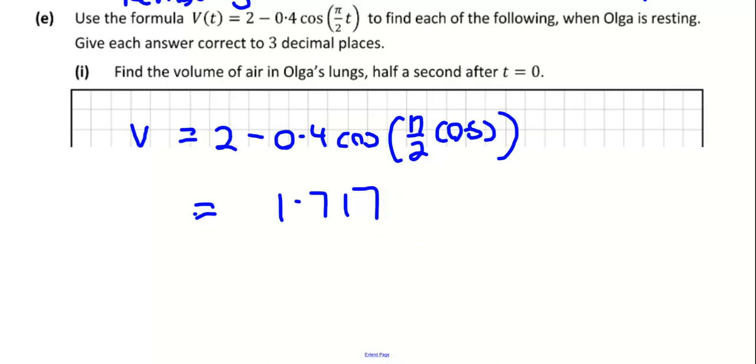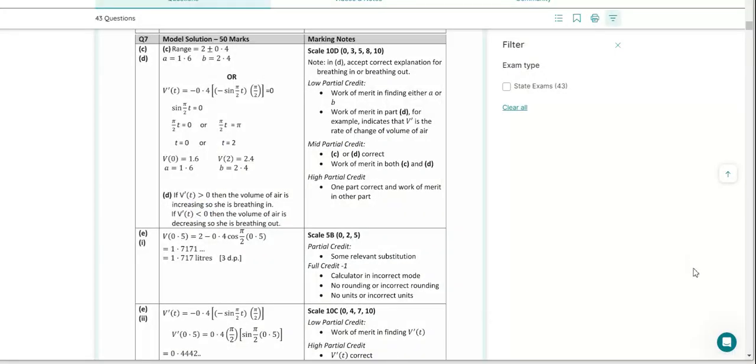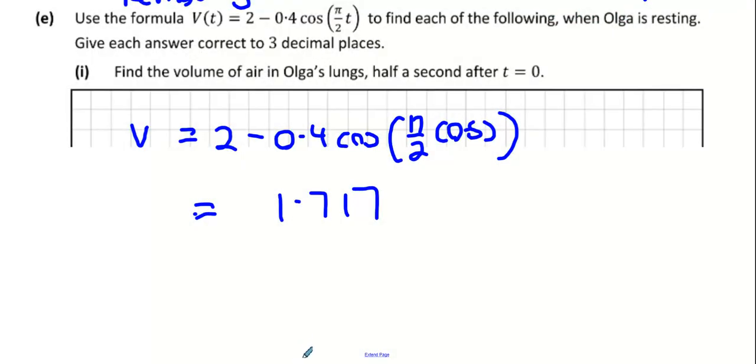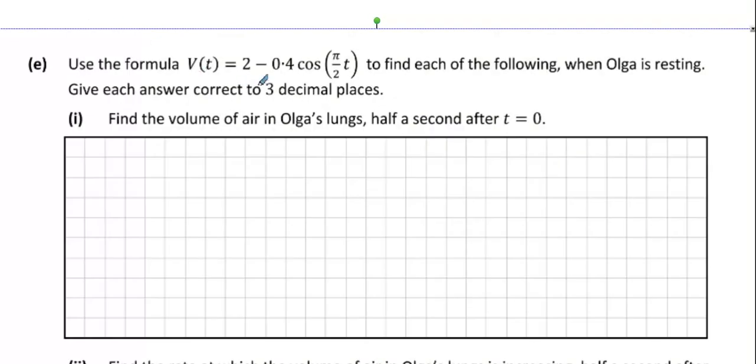Now, that part E went for 5 marks. So part E part 1 went for 5 marks. And I don't think there's any reason why we shouldn't get that. No reason why we shouldn't be able to put in the number. Okay. E part 2. Use the formula to find each of the following. The volume. Oh, sorry, I already did that.